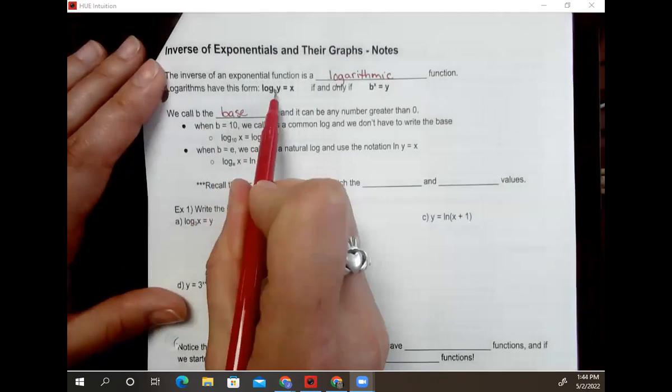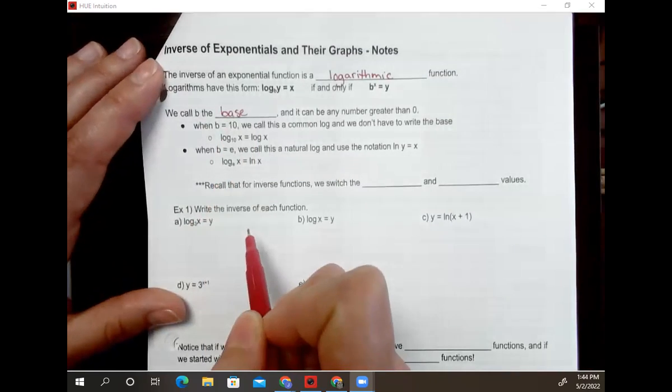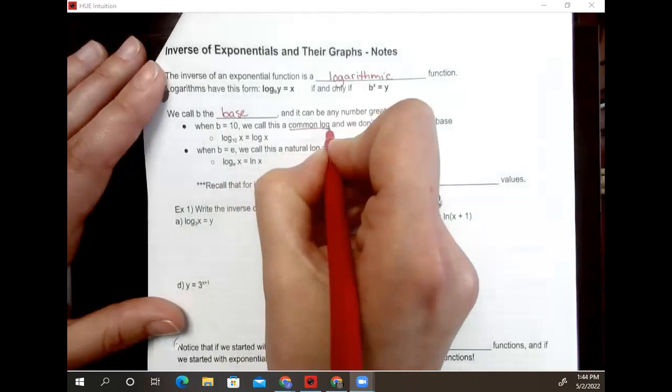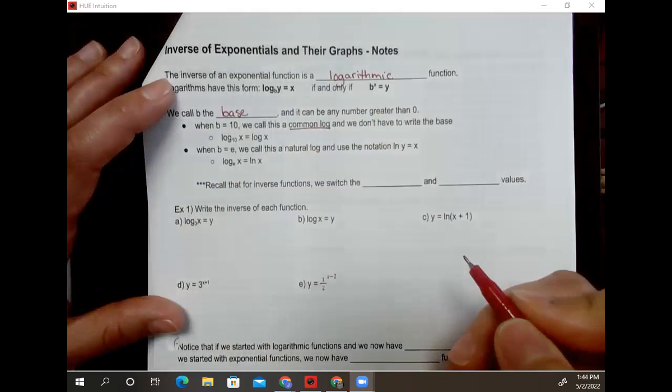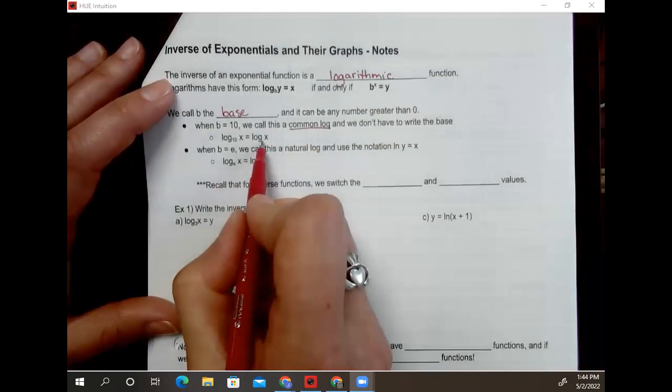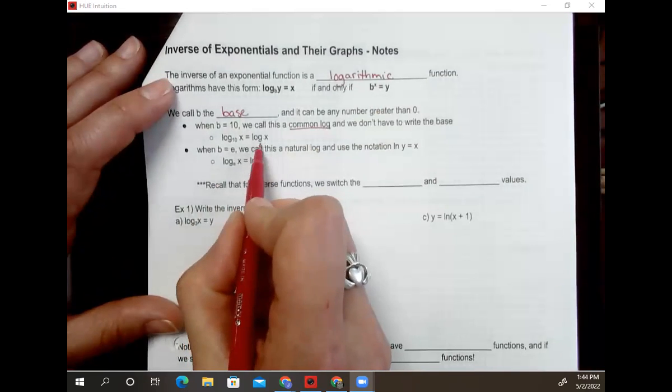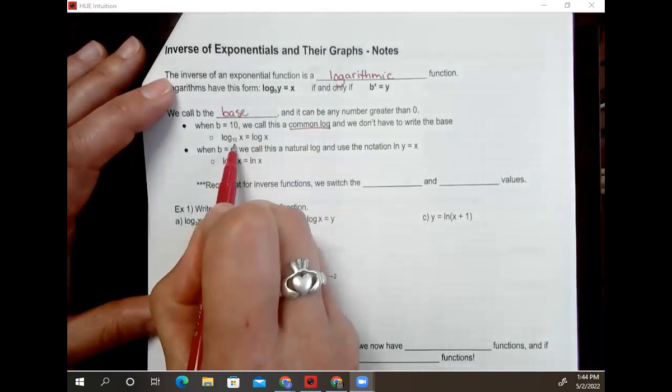When b is 10, when the base for my log is 10, we call this a common log, so we're going to see that a little bit later on. If you have a common log, you actually don't have to write the base. So if you ever see a log and there's nothing written here, the base is 10.